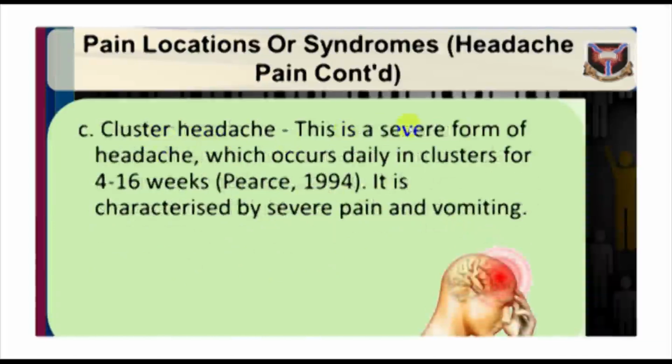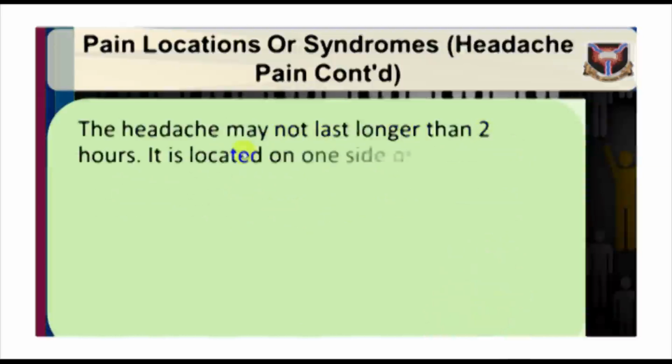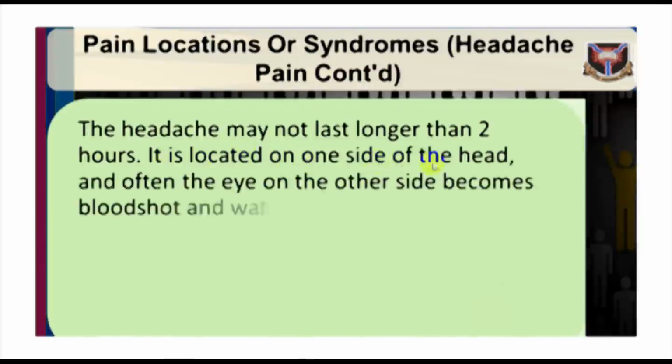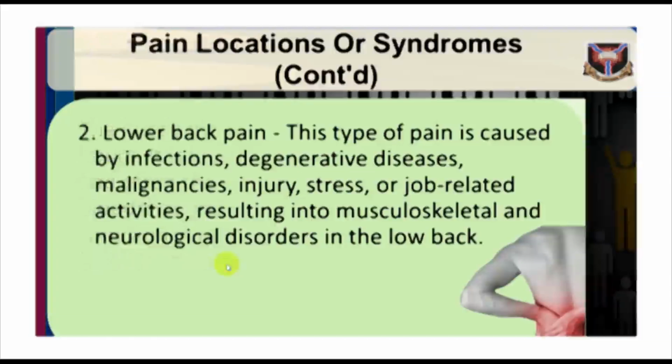C. Cluster headache. This is a severe form of headache which occurs daily in clusters for 4 to 16 weeks. Pierce, 1994. It is characterized by severe pain and vomiting. The headache may not last longer than 2 hours. It is located on one side of the head, and often the eye on the other side becomes bloodshot and waters. The headache is more common in men than women, with a ratio of 10 to 1. It occurs every year or 2.